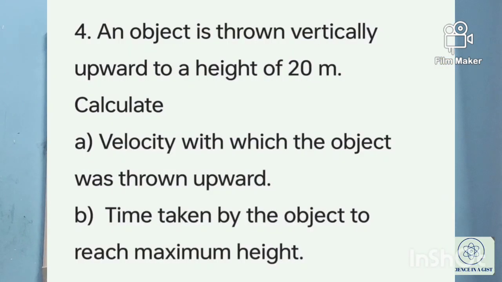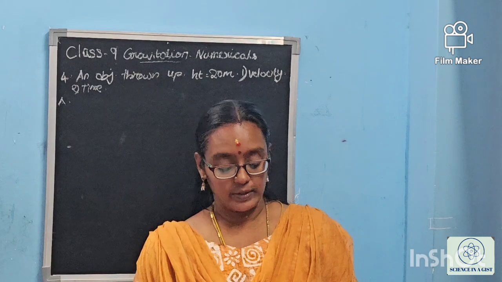An object is thrown vertically upward at a height of 20 meters. Calculate. First one, velocity with which the object was thrown upward. Second one, time taken for the object to reach the highest point. Okay. The question has been read.